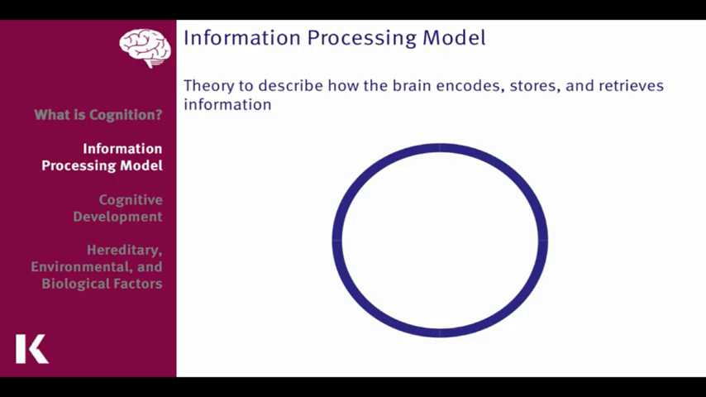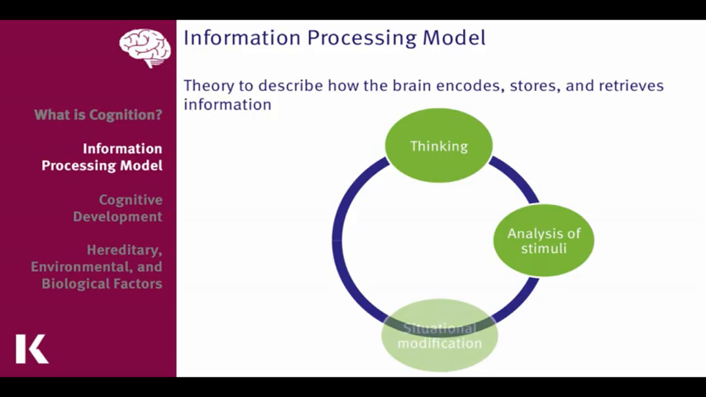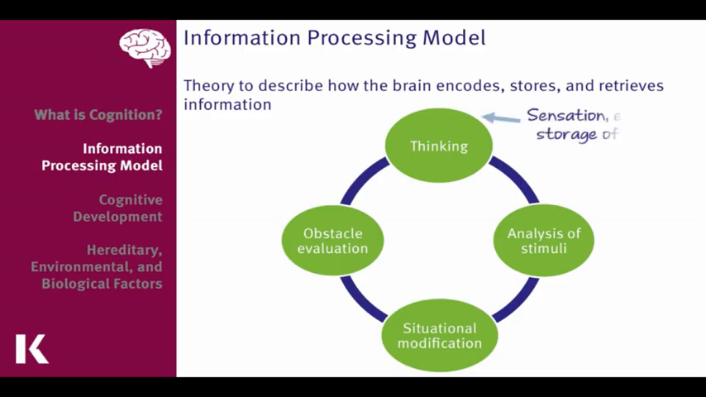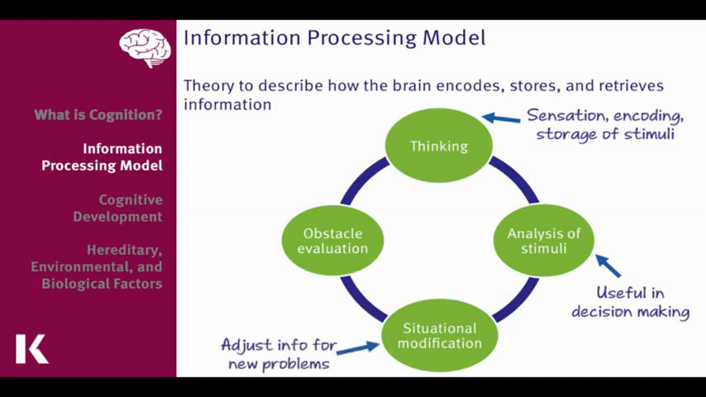This model has 4 key components or pillars, including thinking, analysis of stimuli, situational modification, and obstacle evaluation. Thinking involves how our brain deals with stimuli, including the sensation of those stimuli, encoding them, and storing them. In order for the stimuli to actually be useful in decision-making, they must be analyzed. Then, one situation can help us solve new problems as our brain adapts previous decisions to fit new situations. Finally, our brains evaluate obstacles to determine their context and complexity in order to problem solve.